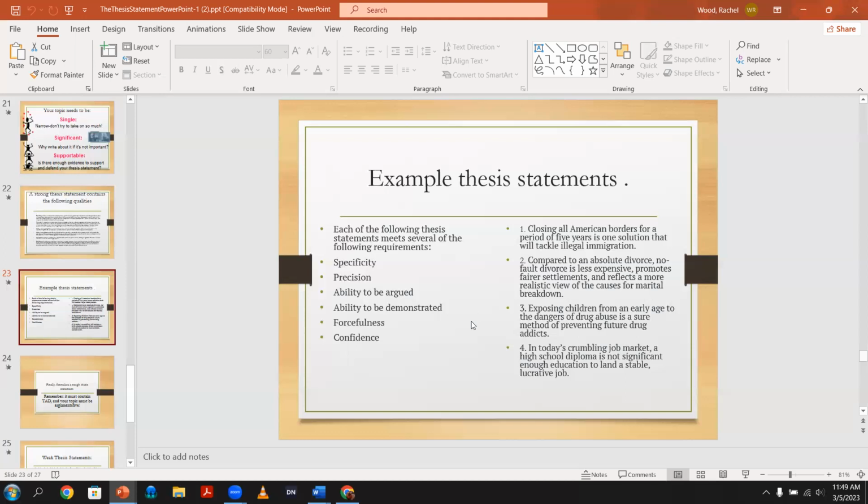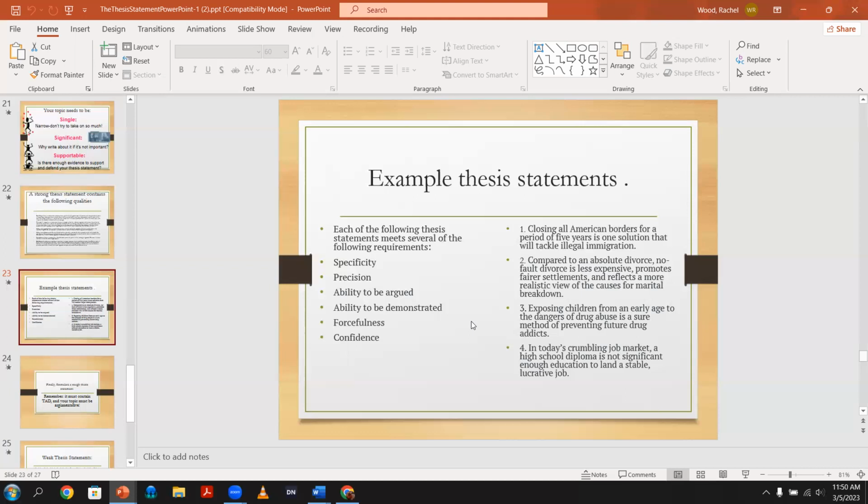Number 3, exposing children from an early age to the dangers of drug abuse is a sure method of preventing future drug addicts. Now, this doesn't have in the thesis statement areas of what will be in the body paragraphs, but it is still a defensible thesis statement and can be backed up with research. Furthermore, number 3 is a little more sophisticated, and since this is a developmental writing class, I recommend always putting the areas that you're going to discuss in your thesis statement. But I wanted you to see what a well-developed, arguable thesis statement looked like that didn't necessarily have the points for the body paragraph in it.